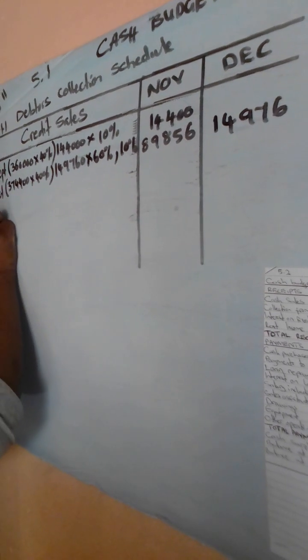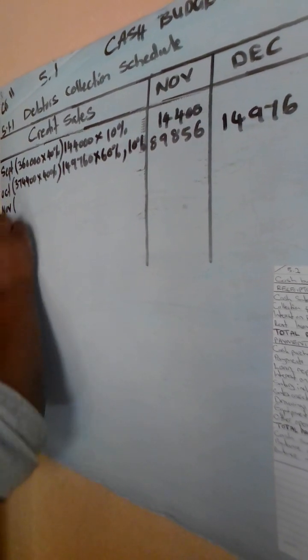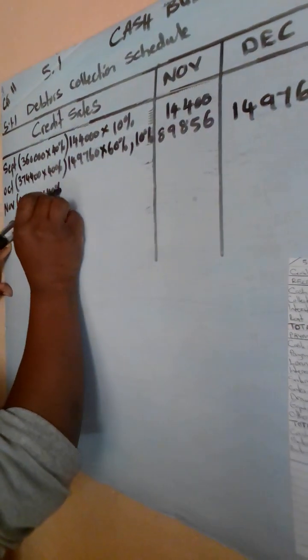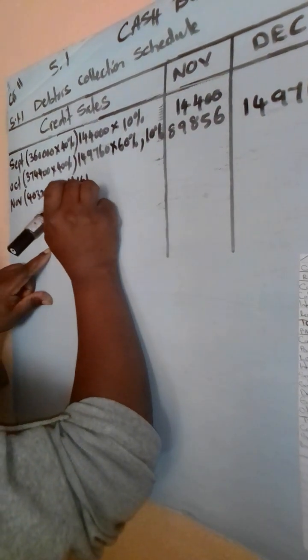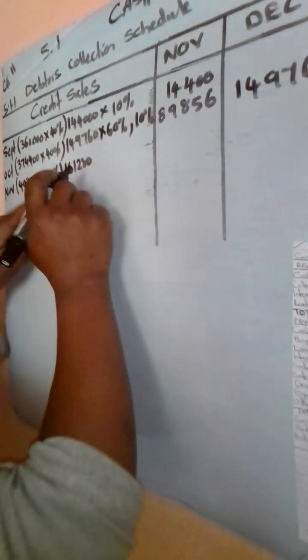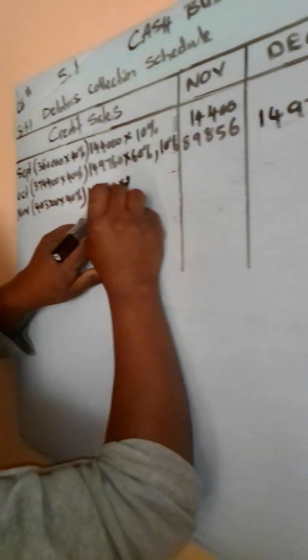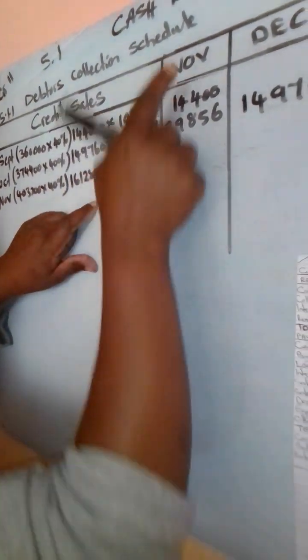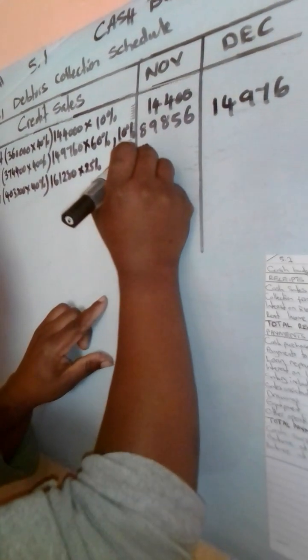Let's move on. Now we are in the month of November. The total sales for November are 403,200, multiplied by 40%. Remember, we need the credit sales. It will give us 161,280, our credit sales. For the same month, we are supposed to collect 25%. 25% of 161,280 is 40,320, which is going to be collected in November.